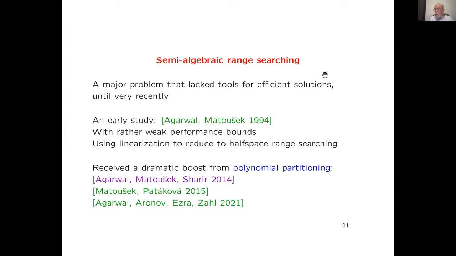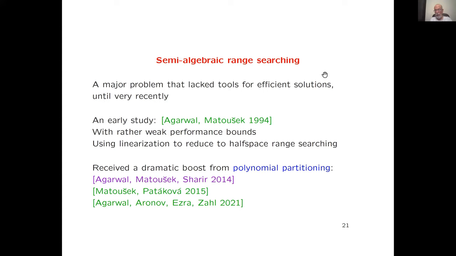Now, the reason I mentioned it is that this is kind of new. I mean, semi-algebraic range searching is not new. It came out naturally when you started to generalize standard range searching. There is even a paper by Agarwal and Matousek from '94 that does it, but they didn't know how to do it the right way, so to speak.